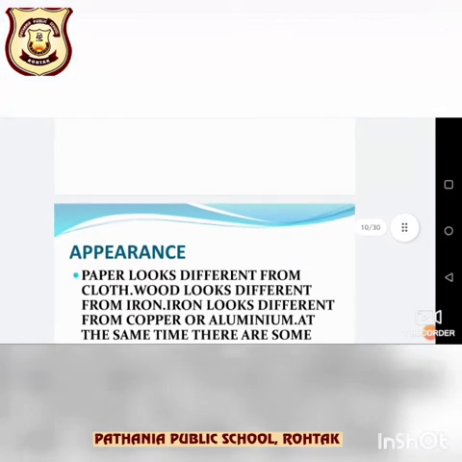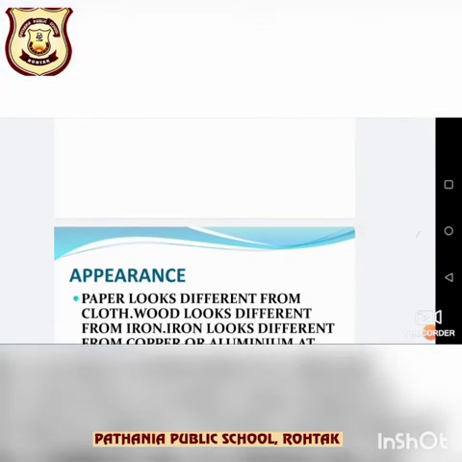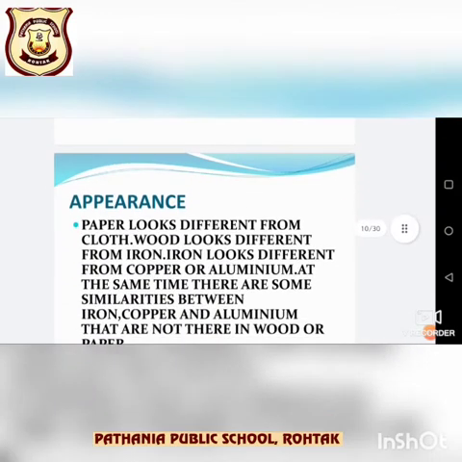So how does sorting help? Let's say we want to make a bell. Okay, so you have four options: wood, metal, glass or paper. Out of these, which option do you choose to make a bell? Obviously metal. Why not wood? Wood doesn't produce sound, right?